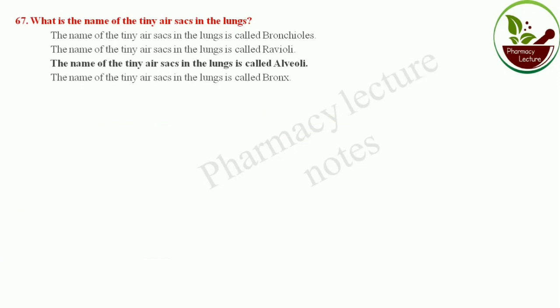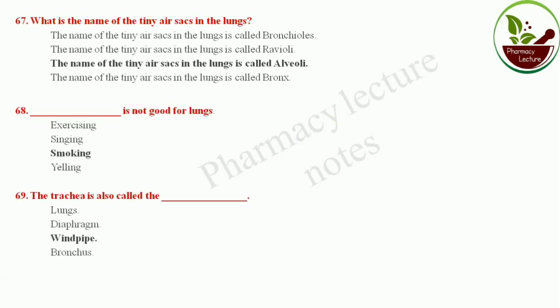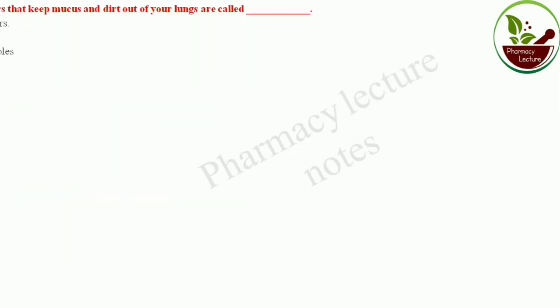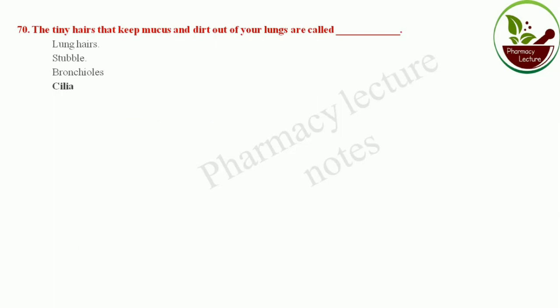What is the name of the tiny sacs? Alveoli. Smoking is not good for your lungs, but exercise, singing and yelling are good. The trachea is also called the windpipe. The tiny hairs that keep mucus and dirt out of your lungs are called cilia.